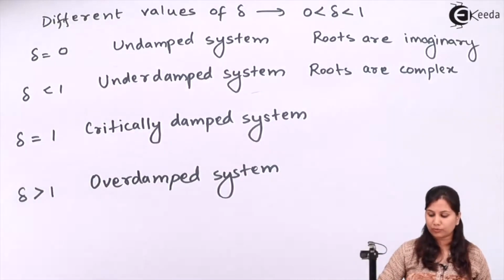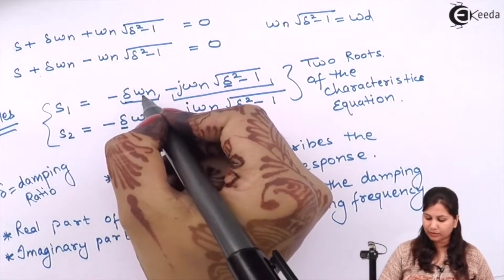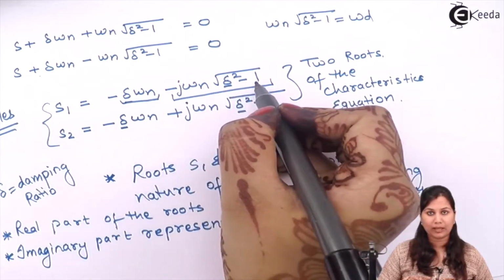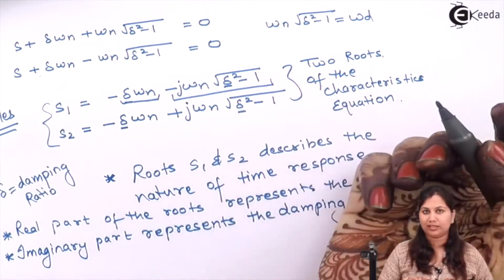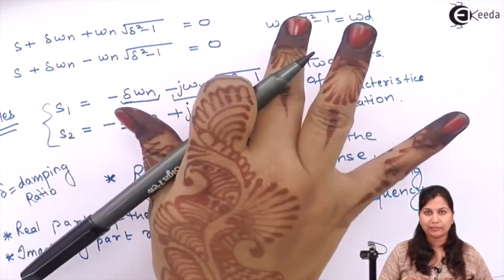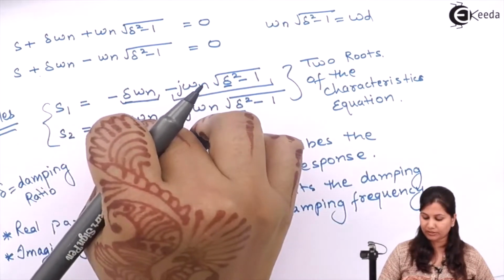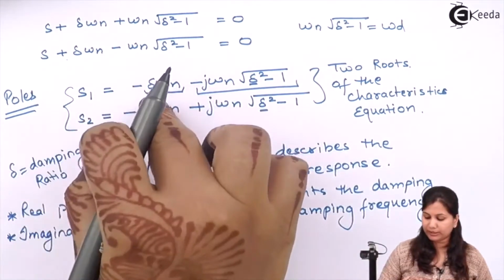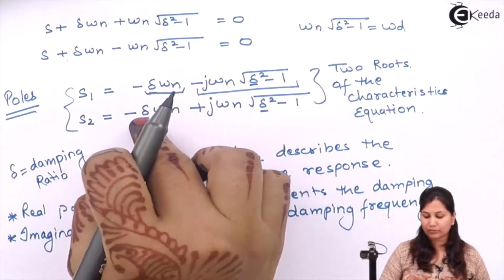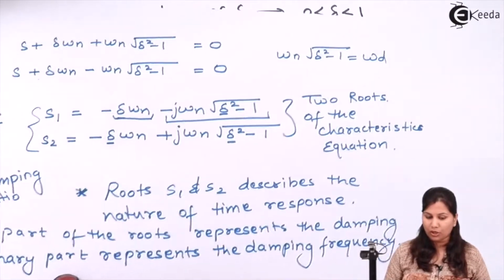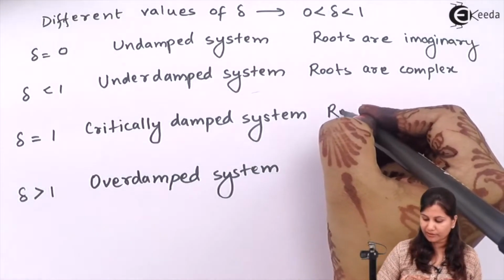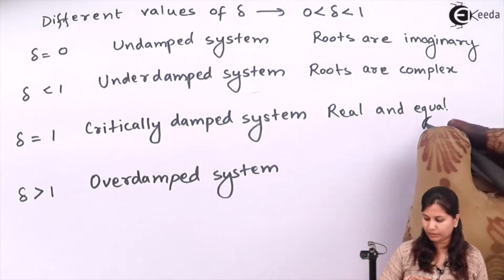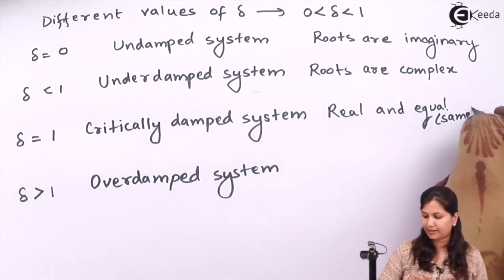Now putting del equals to 1, it will be minus omega n minus j omega n times (1 minus 1), which is 0. It will be 1 minus 1, again 0. So the imaginary part is becoming 0. And the real parts are also minus omega n and minus omega n. So in both cases we are getting minus omega n as the roots. So when del is equal to 1, the roots are real and equal, or you can say that they are the same.